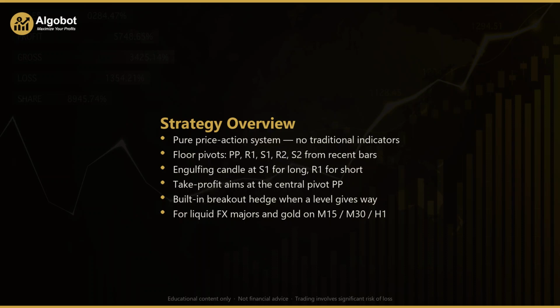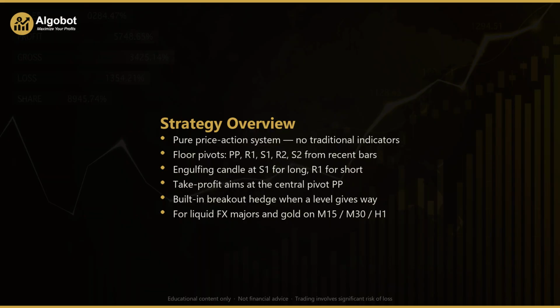Because trading against a level carries a clear failure mode, sometimes a level simply gives way and price keeps going. This expert advisor includes a distinctive hedging mechanic. If the level it faded is convincingly broken, the strategy opens an opposite breakout position that moves with the new direction toward the next pivot, helping to offset the original position rather than simply absorbing the loss.